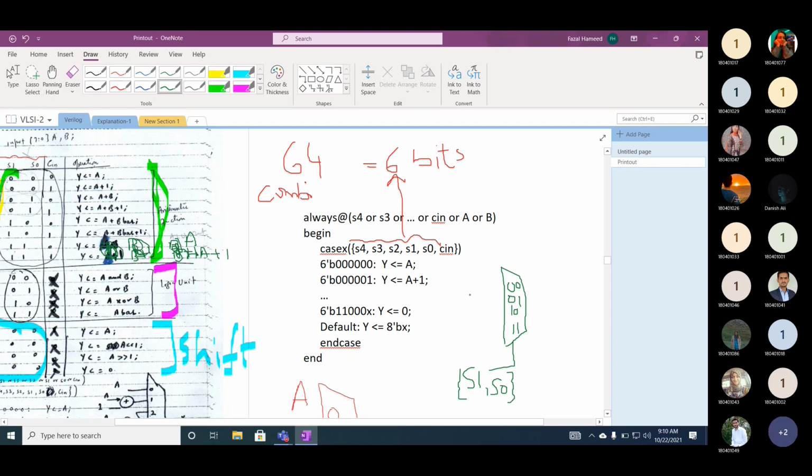Now when S1 S0 is 0 0, what will go on the output? A and B. Which type of AND is this? Bitwise AND. How many ANDs will be there? 8, because A and B are 8-bit signals. 8 AND gates. What about 0 1? How many ORs will be there? 8 ORs. And similarly for 1 1, what is the thing? A bar.